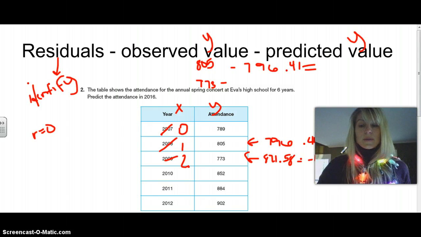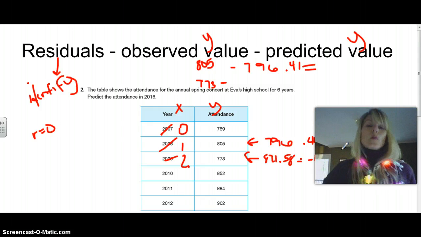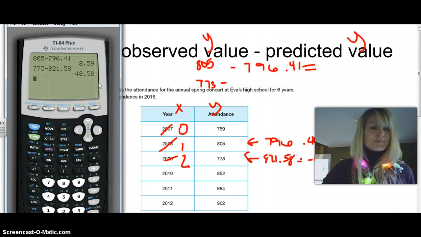Now what we want when we do these residuals is for them to not have a pattern. If they don't have a pattern, which means they're not the same amount every time, it's a linear equation. So let's go back to here, and I talked to you in the last video on how to do your residuals.